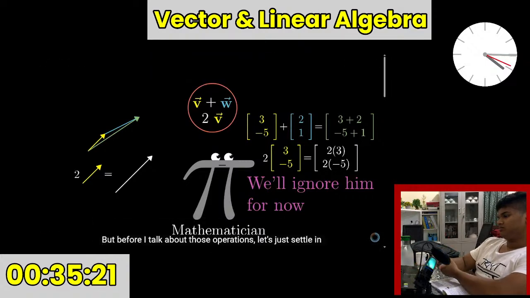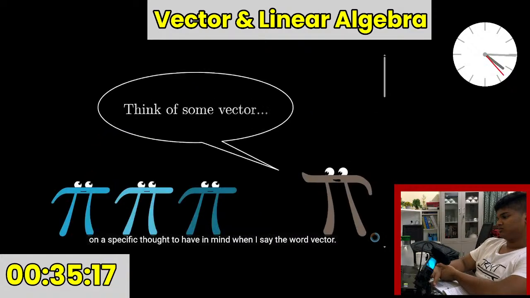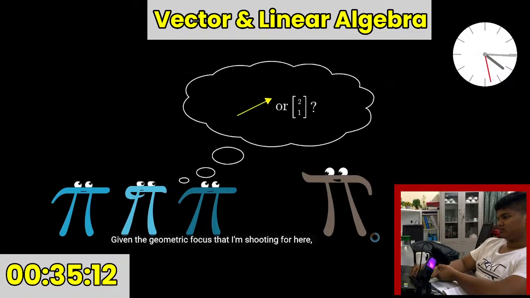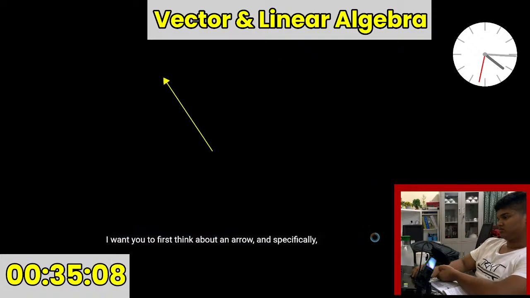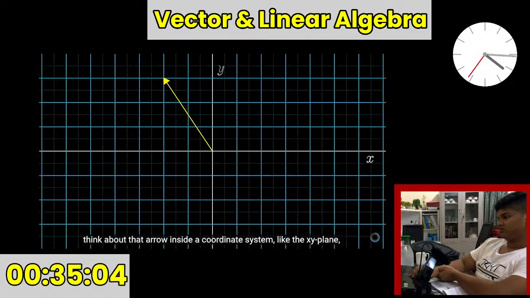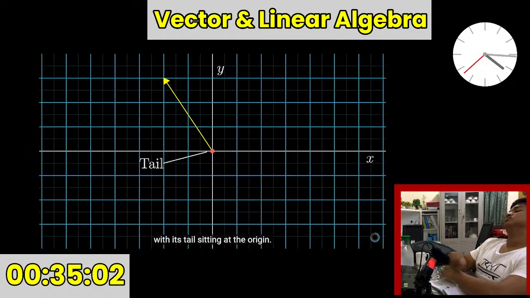But before I talk about those operations, let's just settle in on a specific thought to have in mind when I say the word vector. Given the geometric focus that I'm shooting for here, whenever I introduce a new topic involving vectors, I want you to first think about an arrow, and specifically, think about that arrow inside a coordinate system, like the xy plane, with its tail sitting at the origin.